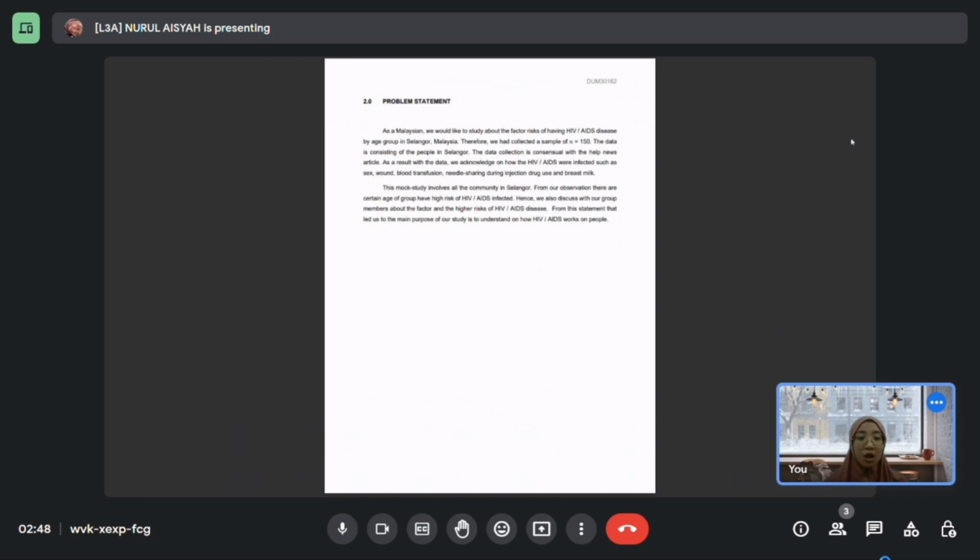As Malaysians, we would like to do a research and report about the factors of having HIV and AIDS in Selangor. As we know, usually the disease can spread through sexual contact, sharing needles for drug injection, breastfeeding, and others. We collected data for 150 men and women from ages 10 to 51 years old by using some formulas that we had learned.